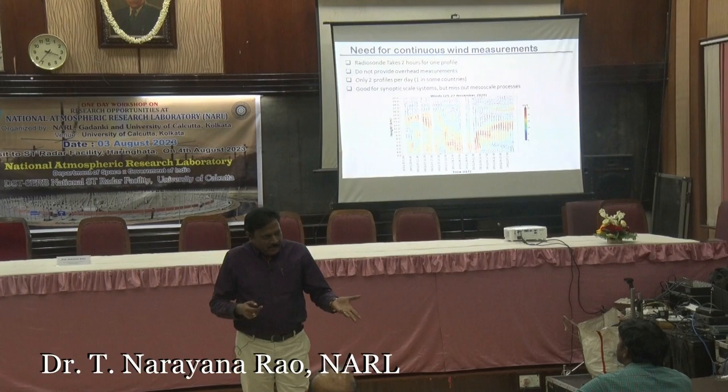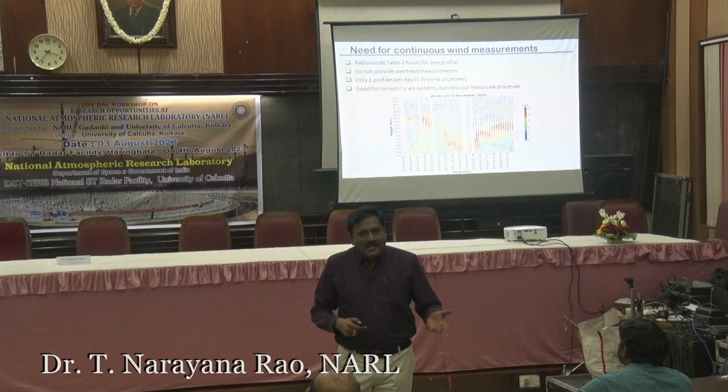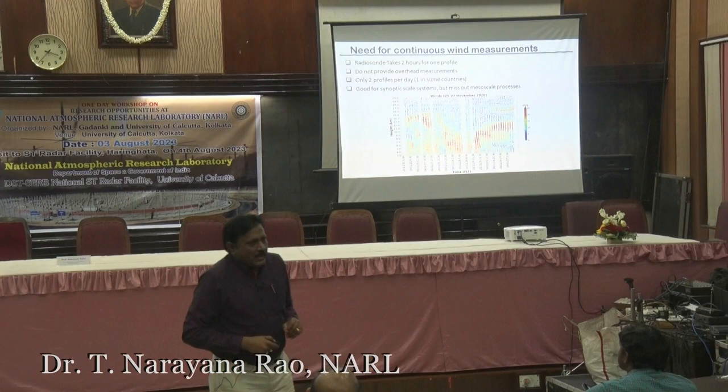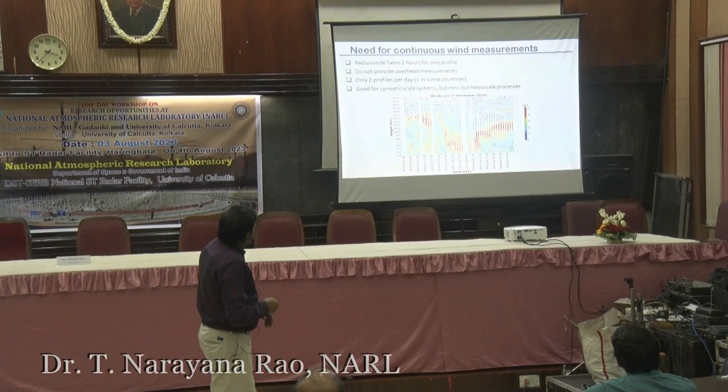Every 2 or 3 minutes you can get a wind profile, whereas the radiosonde gives only one or two, depending on the country. In some countries it is only 1 ascent, in some countries it is 2 ascents per day, morning and evening. But with this continuous wind information, you see how the wind is changing over 2 days here, during the passage of some cyclone.